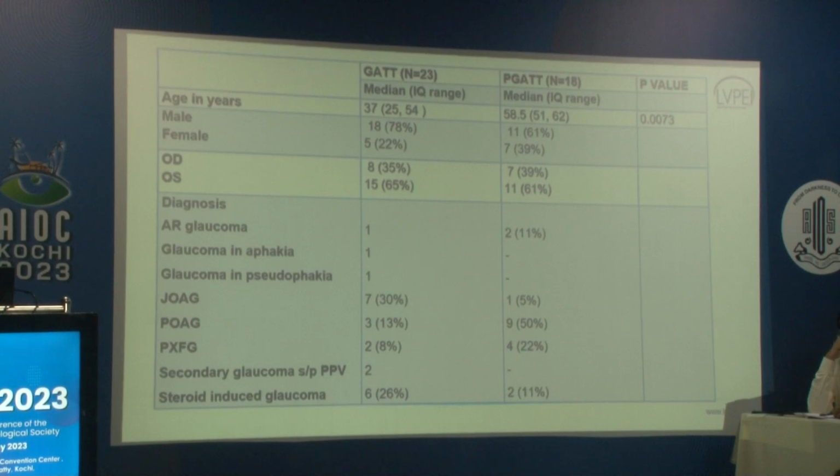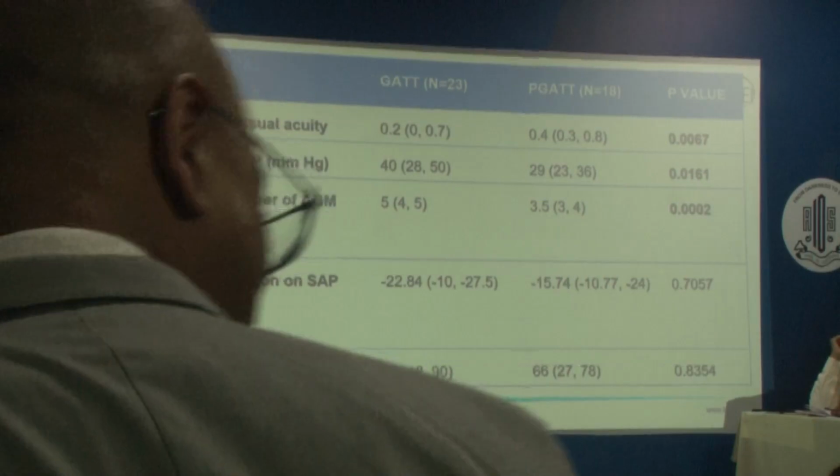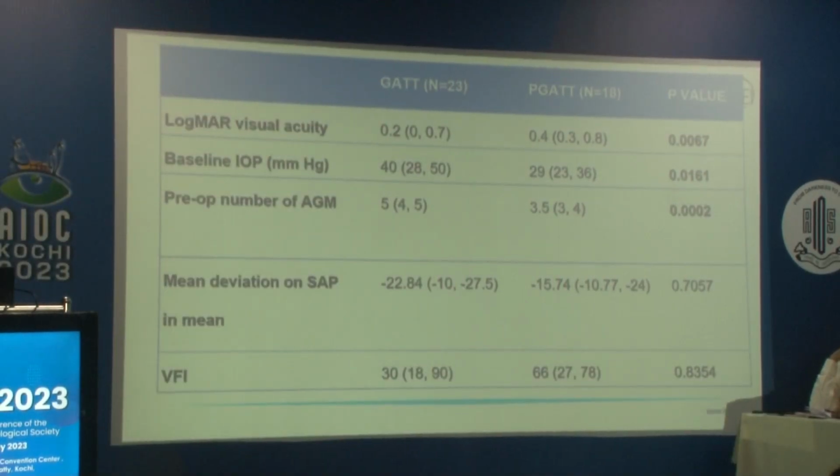There was a difference in the age in phaco GAT, most probably because these patients required cataract surgery, but otherwise other demographics were similar. And the visual acuity also lower in phaco GAT because of the presence of cataract. Baseline IOP slightly higher in the ones who underwent only GAT, and also pre-op number of AGM.